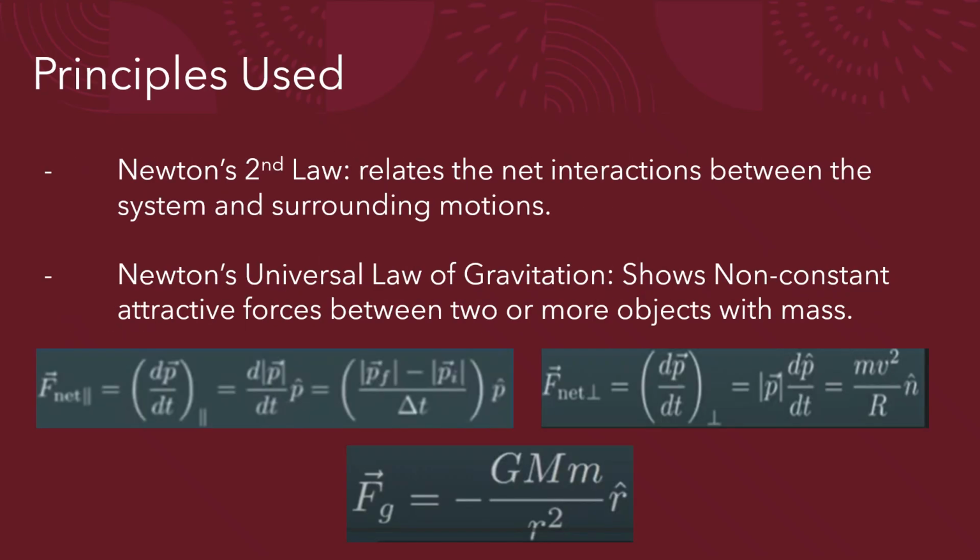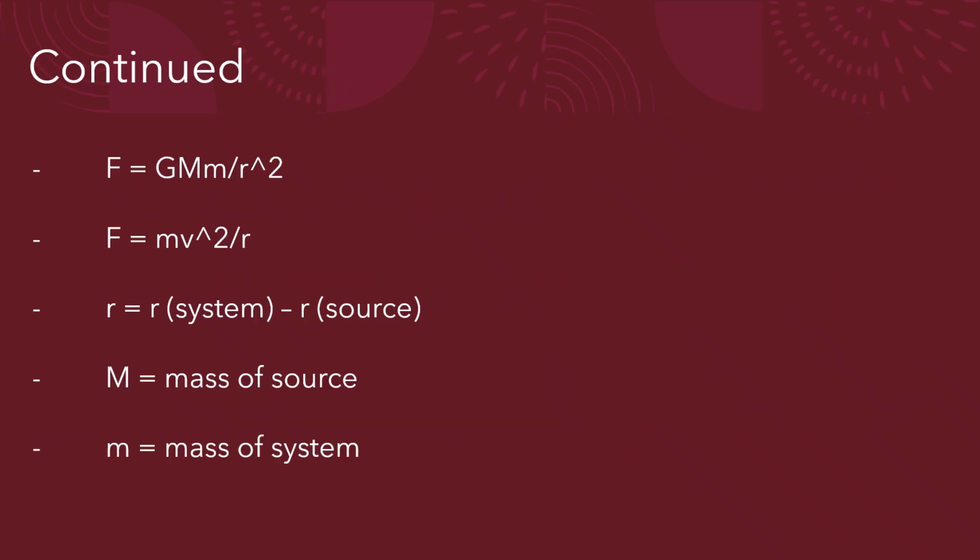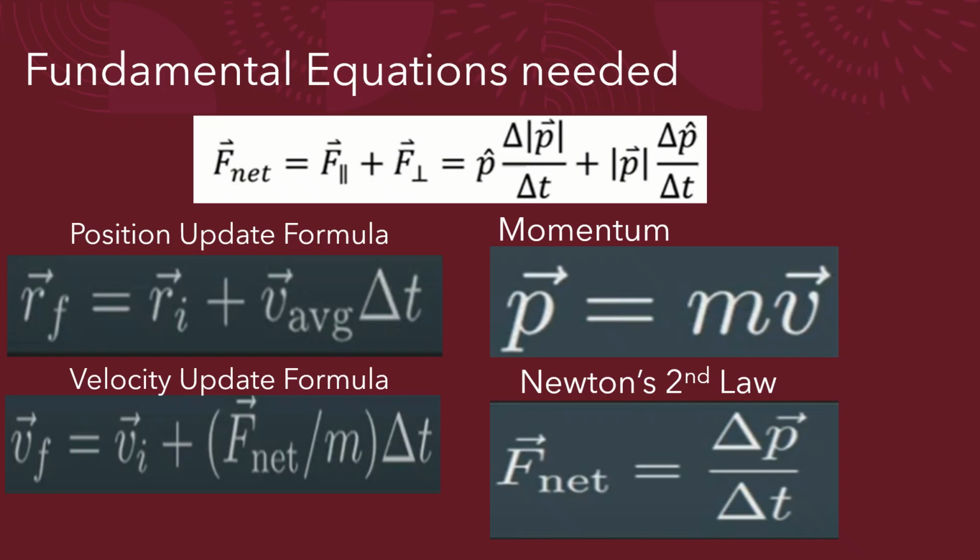The principles used were Newton's second law, which relates the net interactions between the system and surrounding motions, and Newton's universal law of gravitation, which shows the non-constant attractive forces between two or more objects with mass. These are some more of the equations for the principles that we used during this lab. These are some of the equations we needed for our coding and to find the mass of the black hole.